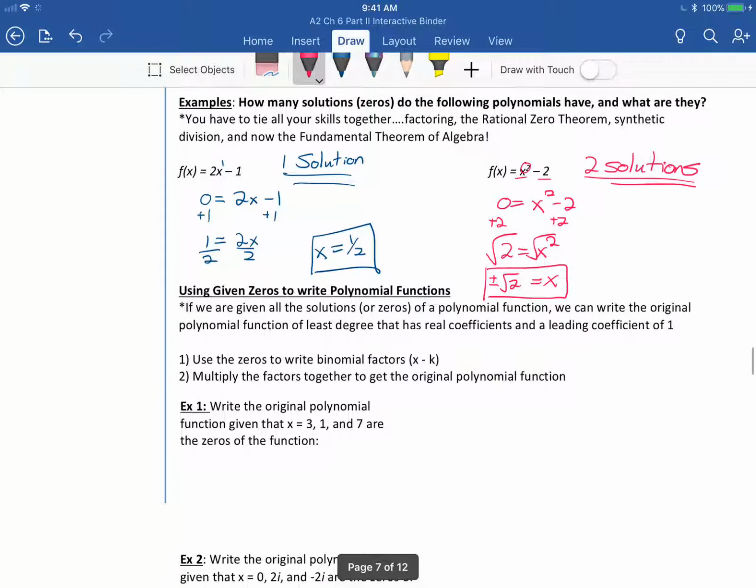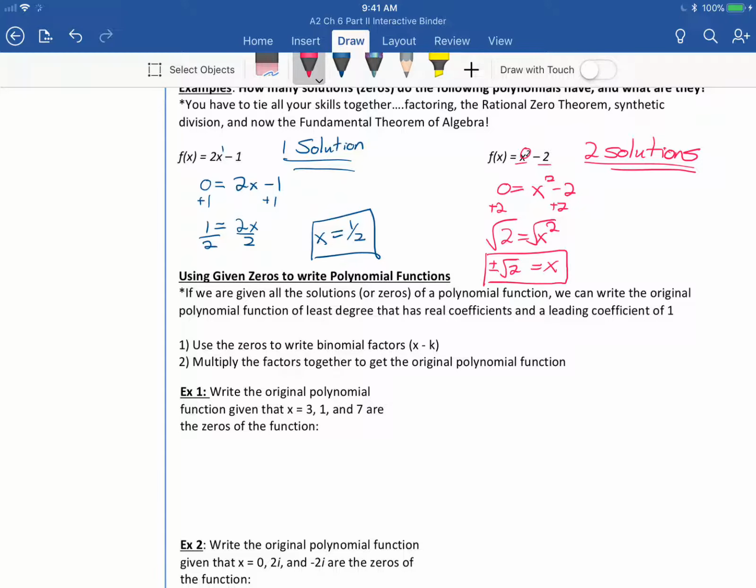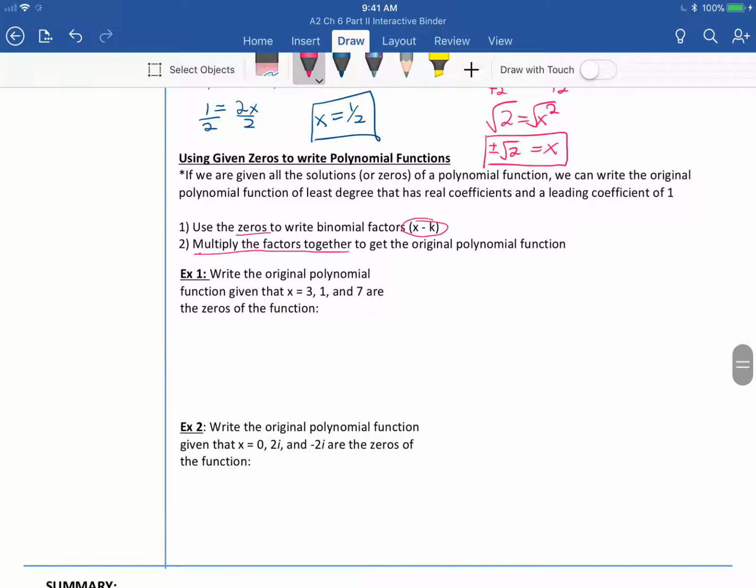So as I go on, the real new stuff today is looking at this. It says use the zeros you are given to write binomial factors x minus k. Then we're going to multiply these factors together to get the original polynomial. Looking at this first example, it gives me zeros of 3, 1, and 7. So that means k equals 3, k equals 1, and k equals 7. Remember, when you put them into the polynomials, it's going to be x minus 3, x minus 1, and x minus 7.